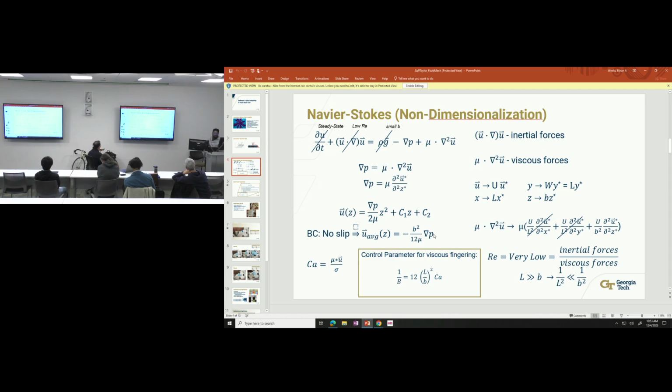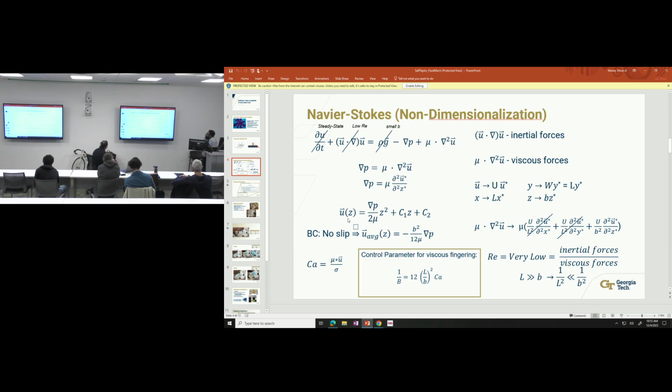We can get an average of the velocity in the z direction. And we're also eliminating the x and y dependence due to that. Like I said, we have a very large L compared to our z position.